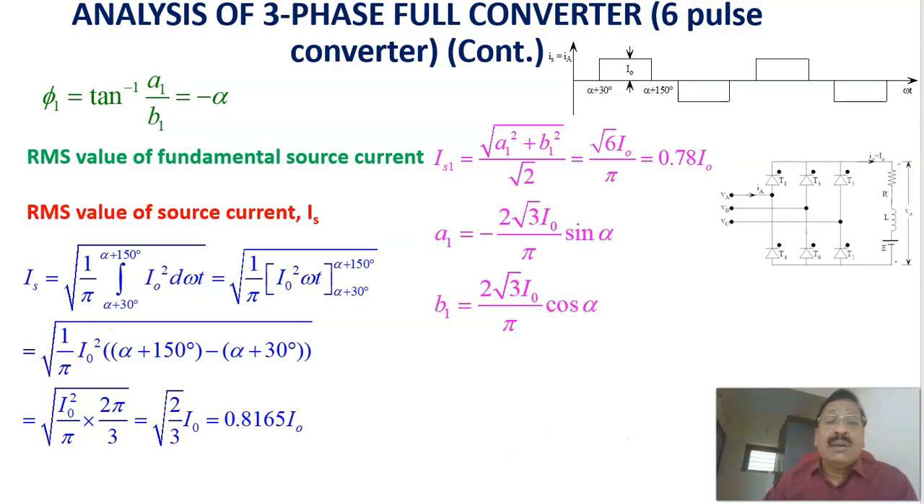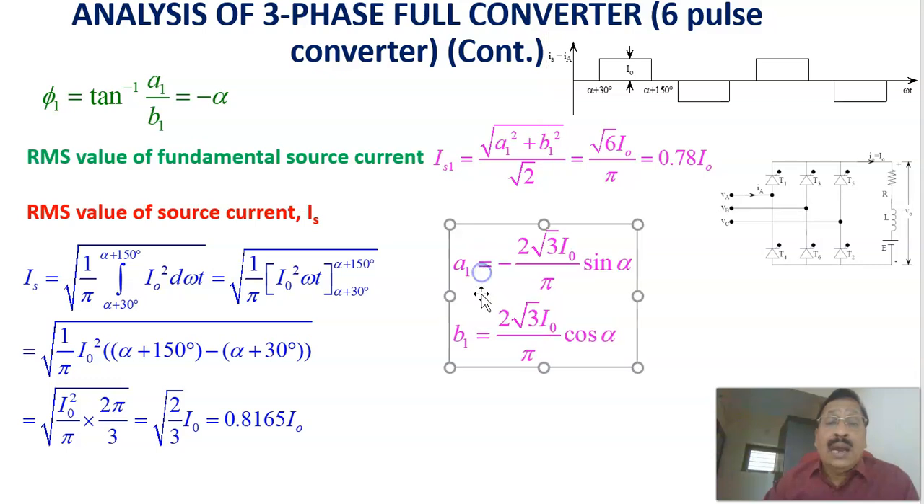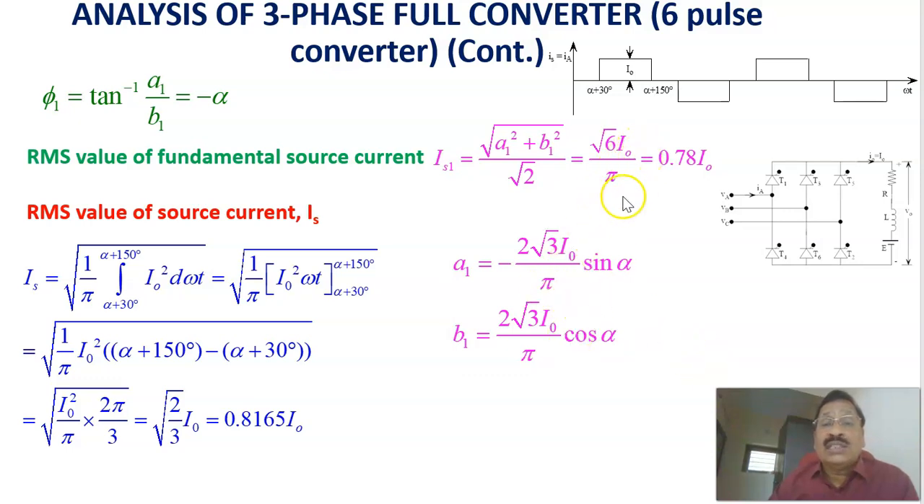Once you get the maximum value of the fundamental, root of A1 square plus B1 square, you can calculate the RMS value. RMS value is equal to the maximum value divided by root 2. Therefore, root of A1 square plus B1 square divided by root 2, substituting the values of A1 and B1, equals root 6 I naught divided by pi, equal to 0.78 I naught. For example, if the load current equals 10 amperes, it becomes 0.78 into 10, or 7.8. That is the RMS value of the source current, provided the load current equals 10 amperes.